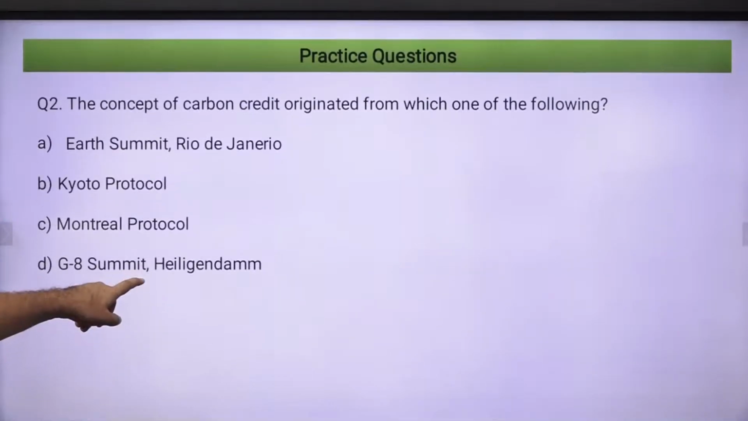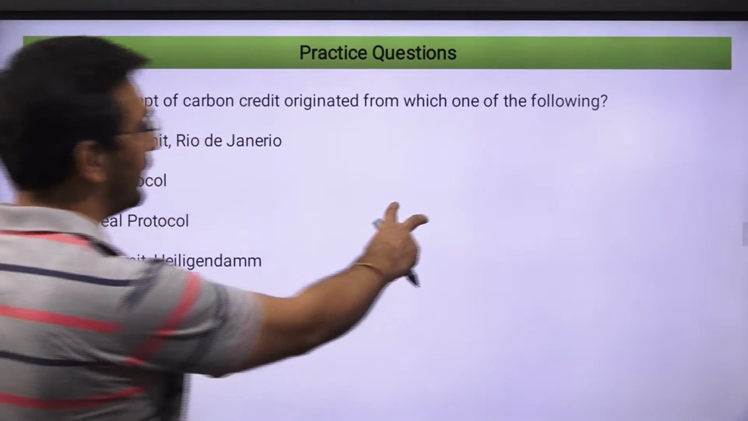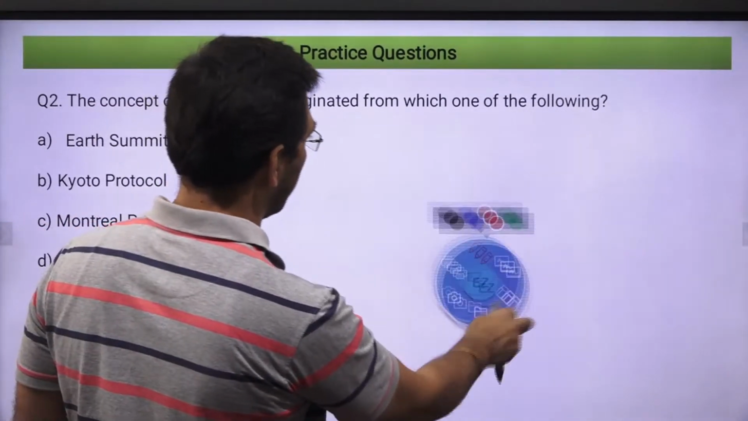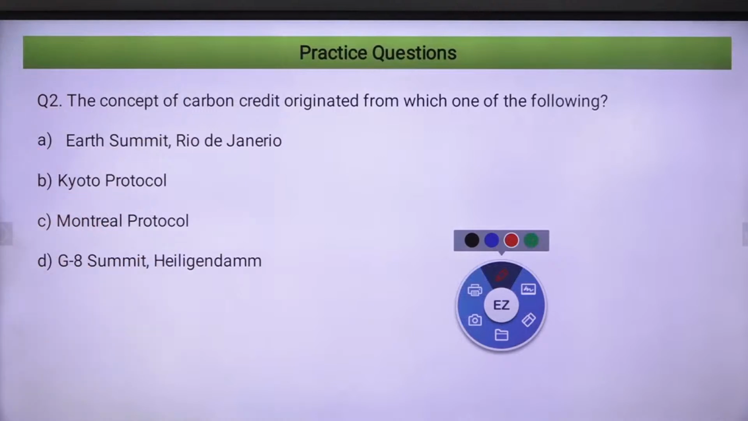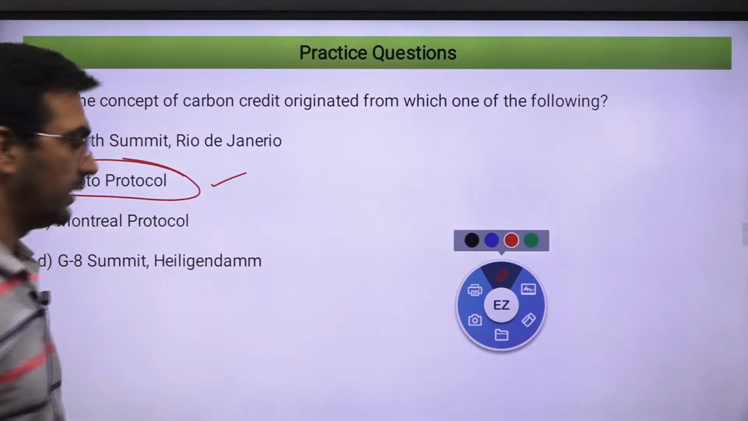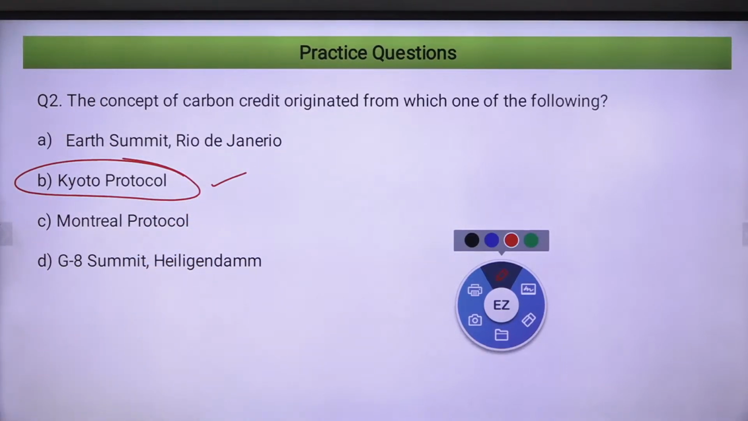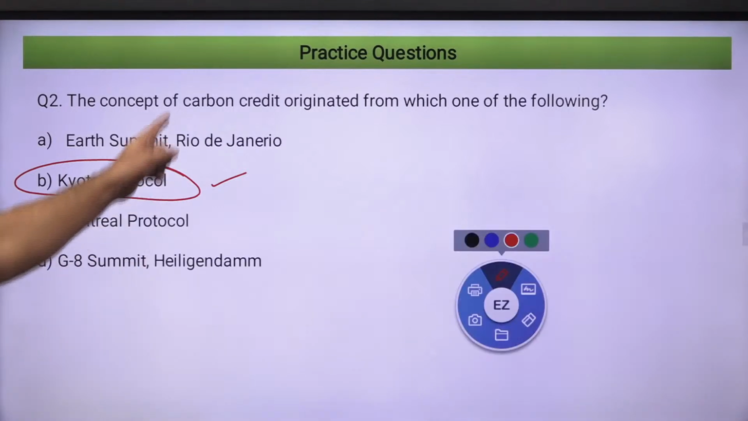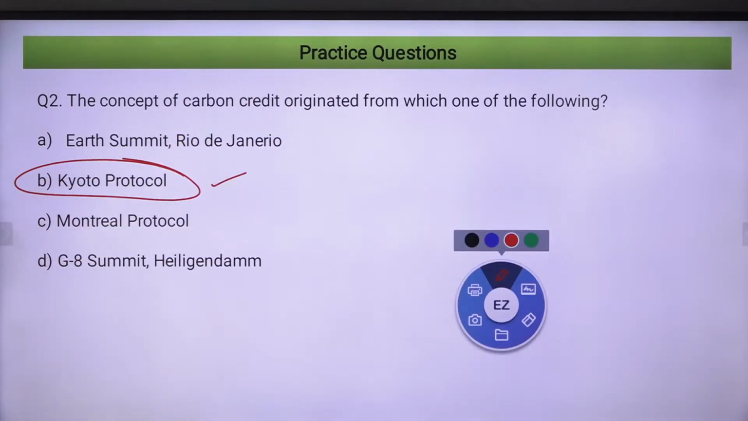Now one is the term. एक तो टर्म आपको क्लैरिटी होनी चाहिए. सेकंड पार्ट जो आपको क्लैरिटी होनी चाहिए, that is rest is related to if you have gone through these particular different summits, then it was the Kyoto protocol, फर्स्ट टाइम जहां पर आपको टारगेट दिए गए थे to reduce the carbon dioxide to the developed countries. So that time this concept of carbon credit originated.